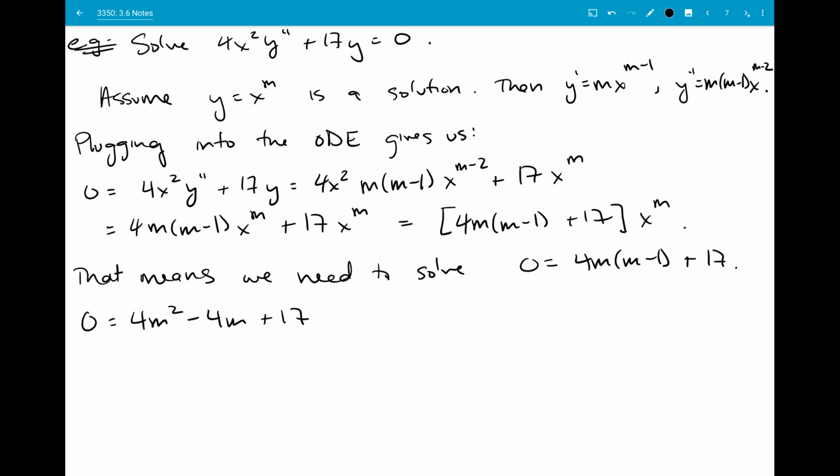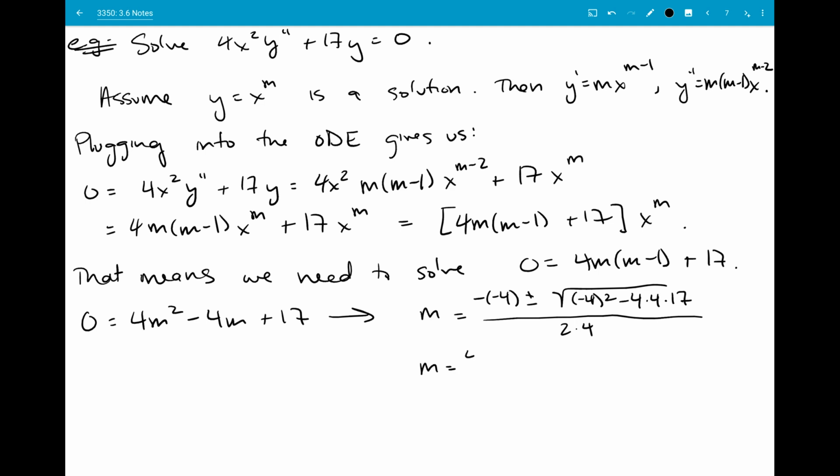Let's see. I can't factor that. So that means that m would be given by the quadratic equation. So minus minus 4 plus or minus the square root of minus 4 squared minus 4 times 4 times 17, all over 2 times 4. So m is just positive 4 plus or minus the square root of 16 minus 16 times 17. I don't want to have to figure out what that is. All over 8. So that's going to be 4 plus or minus the square root of 16 times 1 minus 17, over 8.